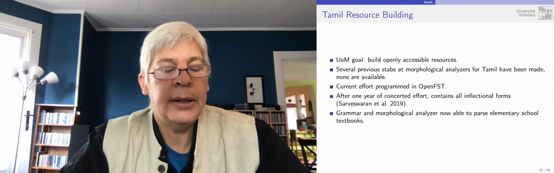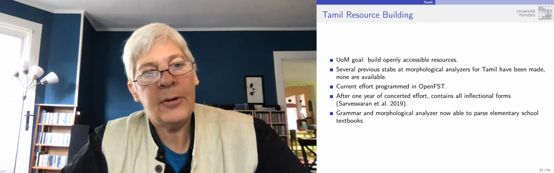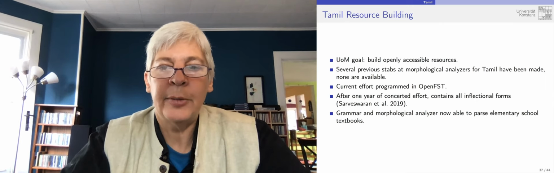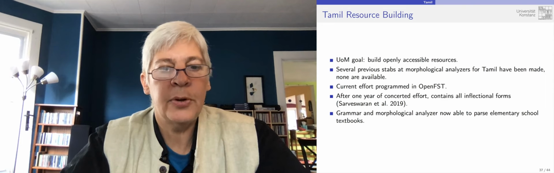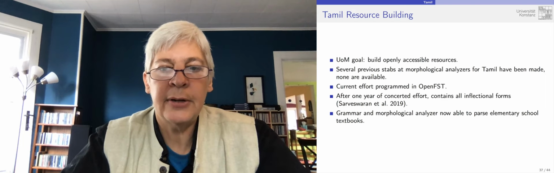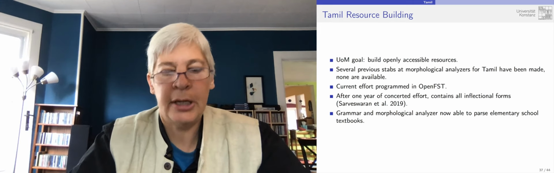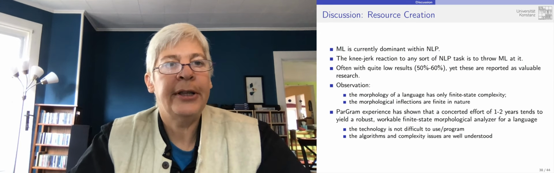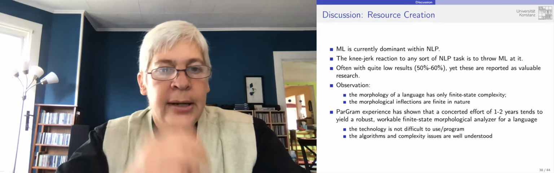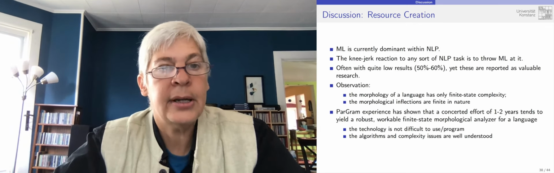So the goal in Sri Lanka is to build openly accessible resources. They've been frustrated because there've been several previous stabs at morphological analyzers, but none of them are openly available. So the current effort is programmed in OpenFST. And after just 1 year of effort, it has all the inflectional forms in it, and the grammar and morphological analyzer are able to parse elementary school textbooks. So I'm putting an emphasis on that, because after 1 year of concerted effort, you have a resource that is already functioning, rather than having spent 1 year with machine learning and not having a functioning system.